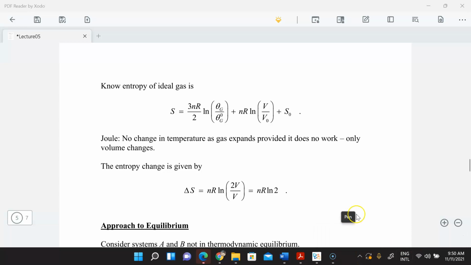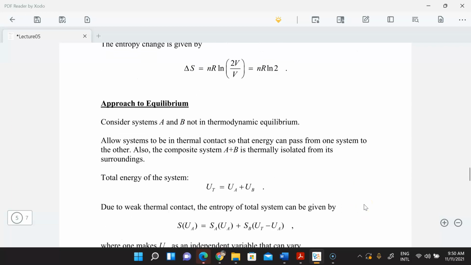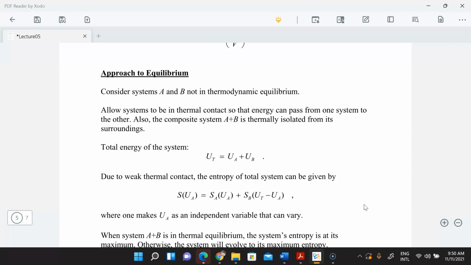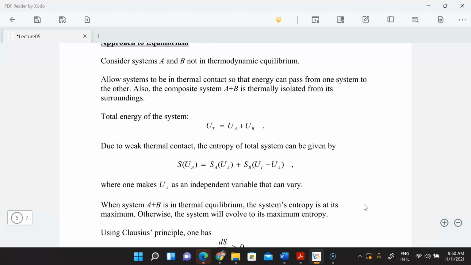Right, the last final part of this chapter of this book is to see how one gets a few conclusions that one can take from this law of increase of entropy. So let's consider the case of two systems not in thermodynamic equilibrium in the beginning, and then you allow them to be in thermal contact.